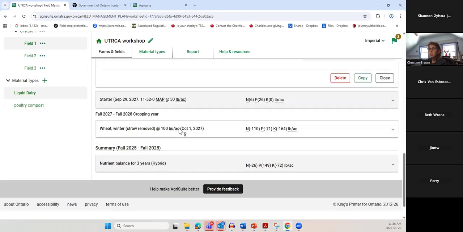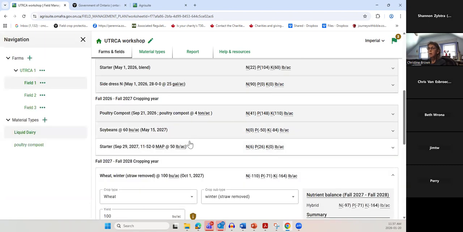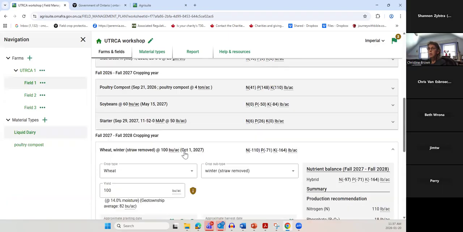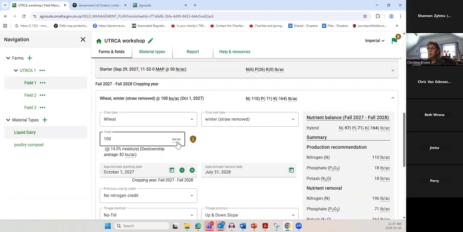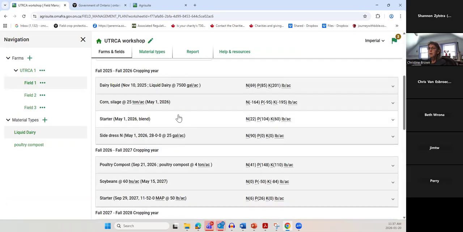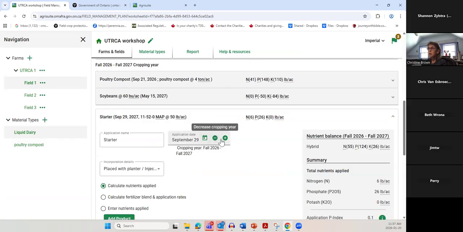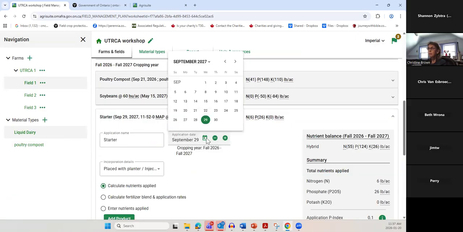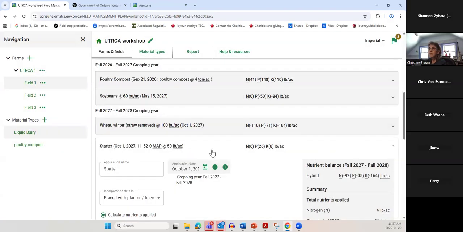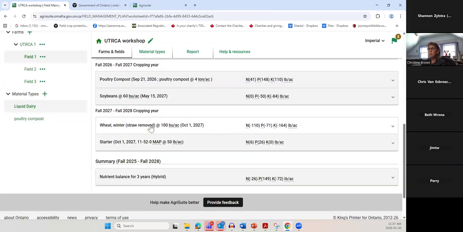So even when you use this a lot, you still get it wrong sometimes. And if it's going to be somewhere I get it wrong, it's going to be with the wheat. Oh, so with that starter, if I had changed that to October the 1st, now it shows up with the wheat. So it just depends on what planting date you've chosen.